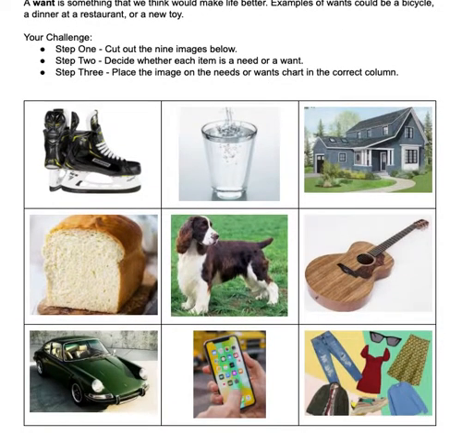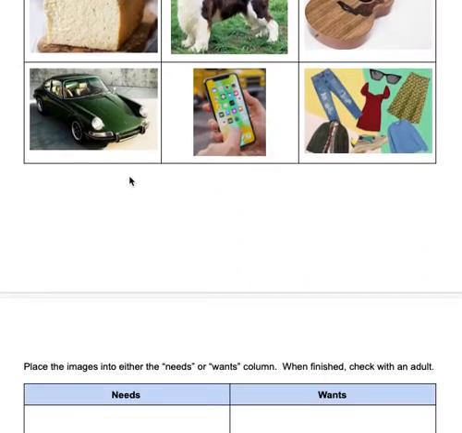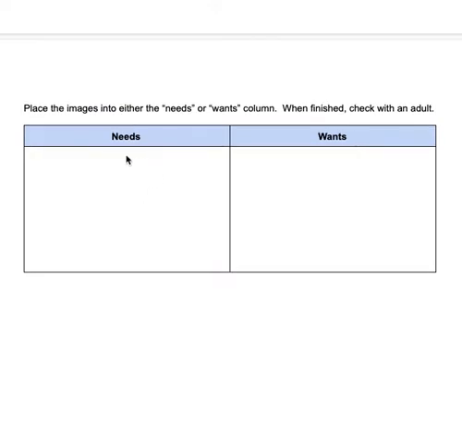And so what I want the kids to do and to understand is I want them to start by cutting out these 9 different tiles and then decide which of them is a need or a want. So for example, if we were to look at the hockey skate, is that a need or a want? In your family, it might be a want. In my family, it's a need. So go down through for each one. And then lastly, place the image after you cut it out on the need or wants chart in the correct column. So just have the kids take a look at this and put all the needs under this column and all the wants under that column.